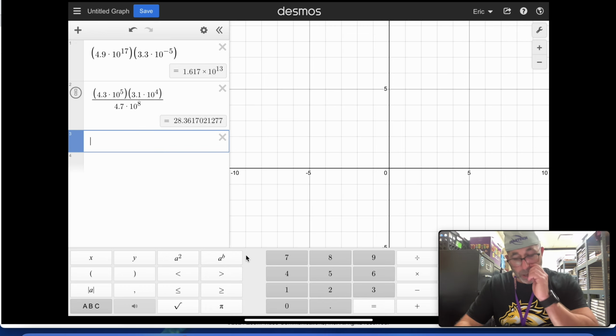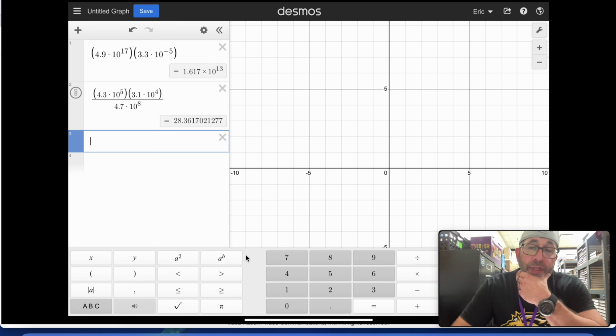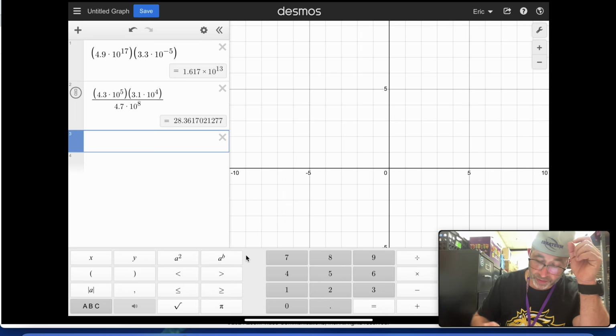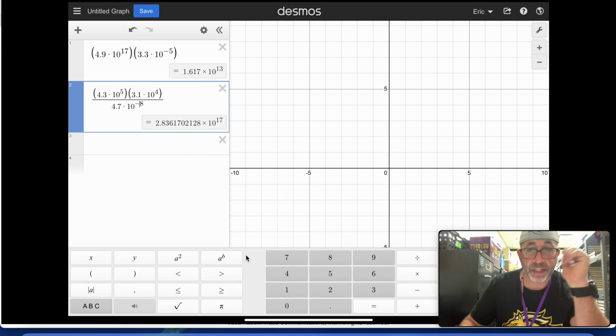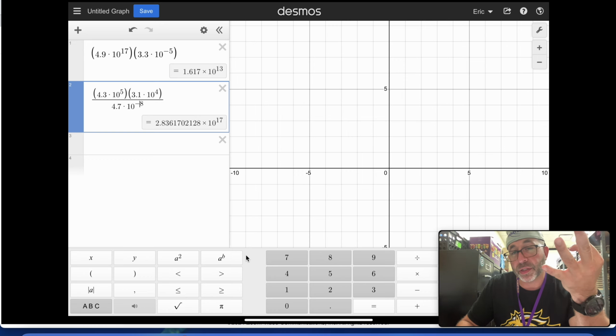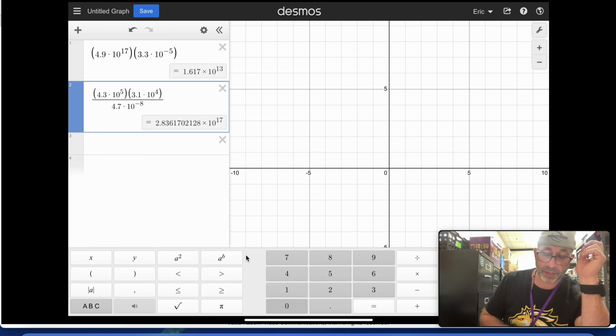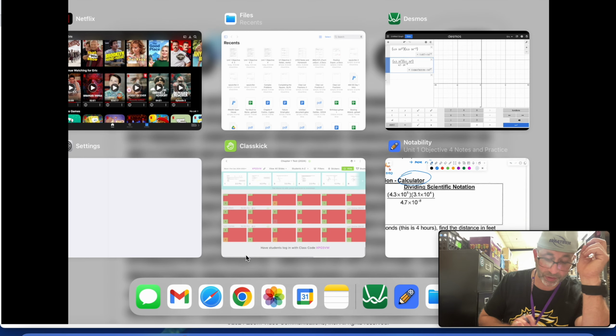Okay. And so when we look at this one, this has it as 28.3617, and so on. I didn't put the negative in there. So I'm missing the negative. And you see that negative just completely changed my answer. Let's put this to just 3 decimal places. So it's going to be 2.836 times 10 to the 17th power. So 2.836.